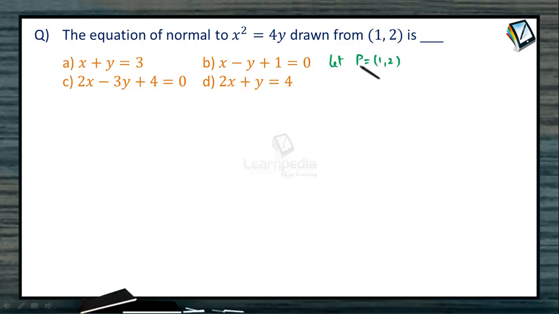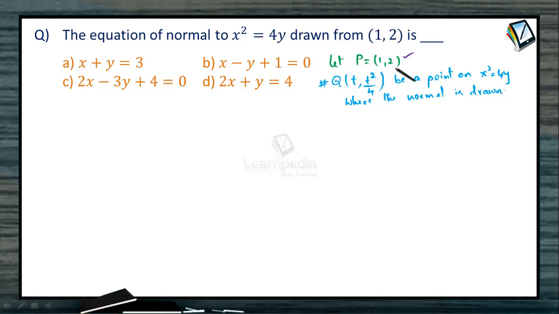Now when we draw a normal from P to the curve, it will have a point of normalcy where the normal cuts the curve. So let that point be Q, which is assumed to be (t squared by 4, t), a point on the given curve x squared equals 4y where the normal is drawn. So we need the equation of PQ now. This is the point where we are drawing the normal, and that normal is passing through the point P (1, 2).